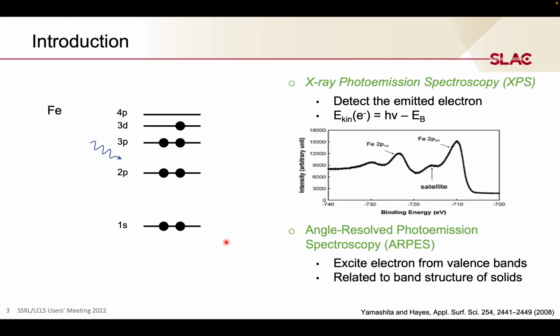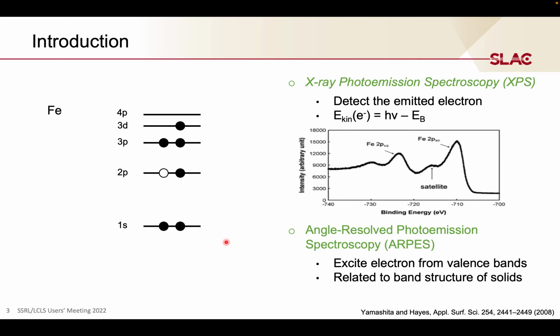So let's have a look at some of the methods. Let's start with photoemission spectroscopy. Let's say we have an iron ion. All shells are occupied. The 3d is only partially occupied. And we come in with an incoming photon, which excites, for example, the p electron into the vacuum. And that electron can be detected. And what we detect there is its kinetic energy.